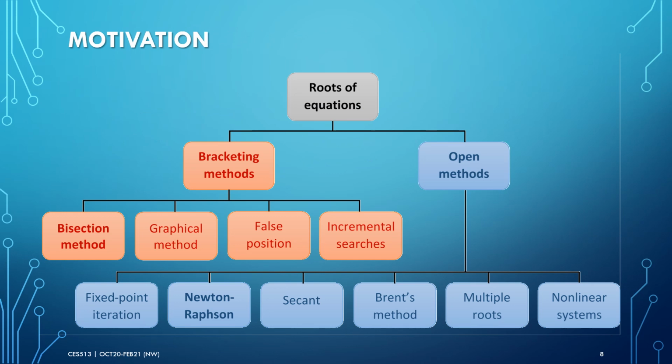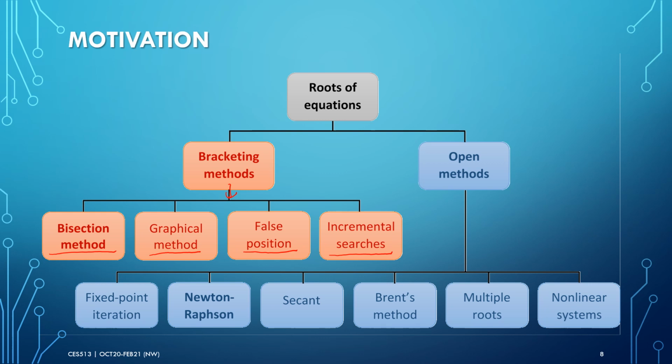Alright, now we look at a tree on how to determine roots of equations. Basically there are two methods for determining a root. The first one is the bracketing method and the second one is the open method. Under the bracketing method we have the bisection method, which is the topic that we are discussing now, and then we also have the graphical method from the previous example 1, and then we have false position and incremental search.